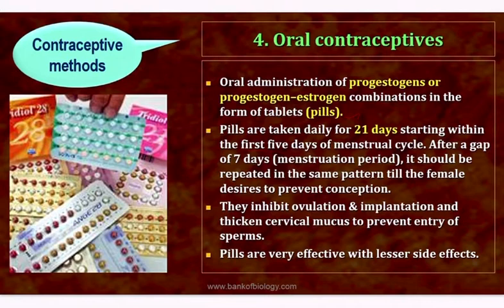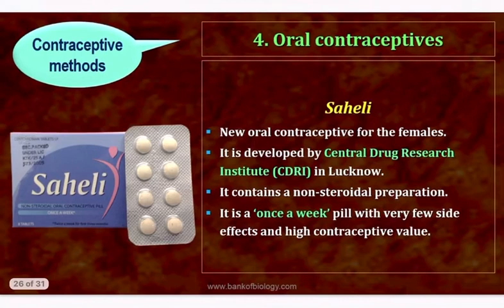So oral administration of progesterones or progestogen-estrogen combinations in the form of tablets, pills. Pills are taken daily for 21 days, starting within the first 5 days of the menstrual cycle. See, starting in the first 5 days of the menstrual cycle. After a gap of 7 days for the menstruation period, it should be repeated in the same pattern till the female desires to prevent conception. They inhibit ovulation and implantation and thicken cervical mucus to prevent entry of sperms. Pills are very effective with lesser side effects.